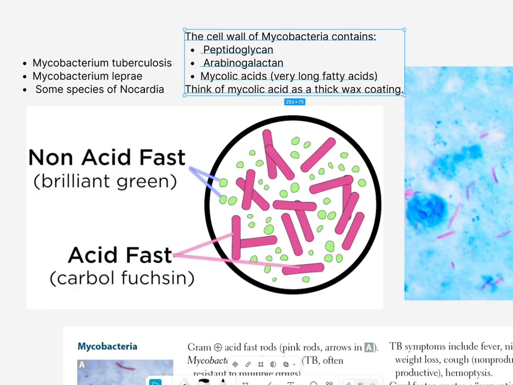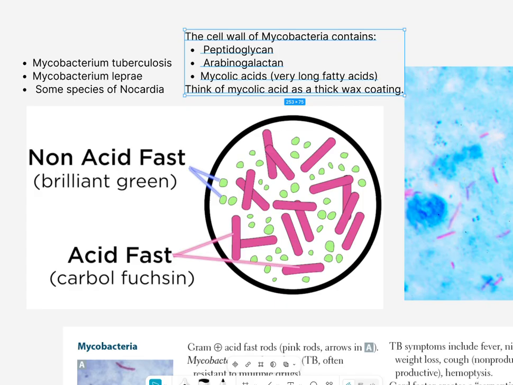In normal bacteria, the dye enters easily and washes out easily. But for mycobacteria, the cell wall has this thick wax layer which has mycolic acid. So it traps the stain in this thick wax layer and the acid cannot remove it. The principle of acid-fast staining is basically carbol fuchsin.